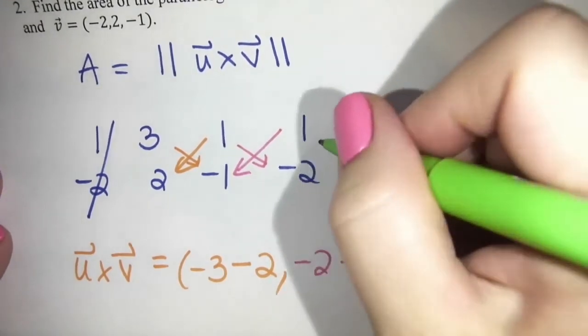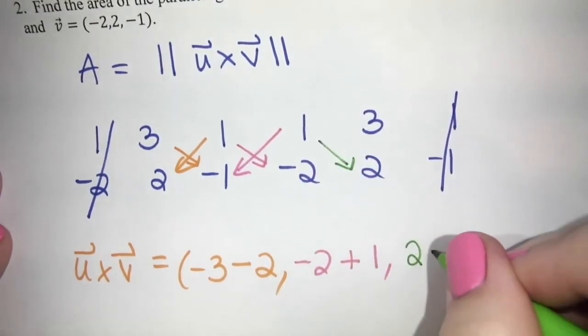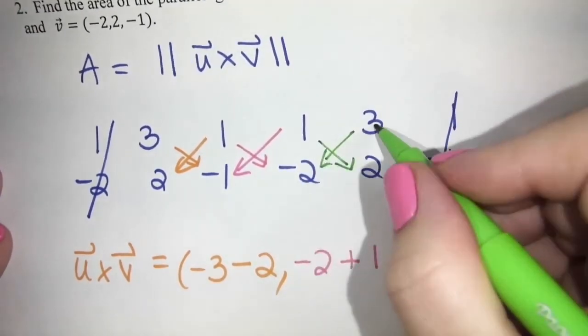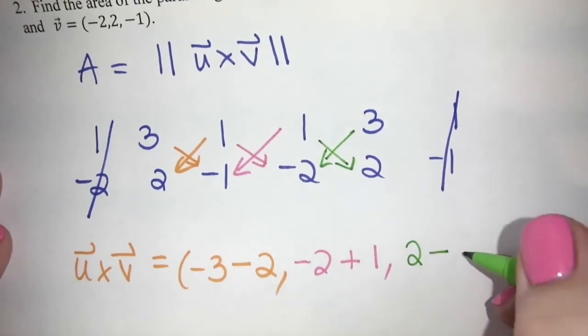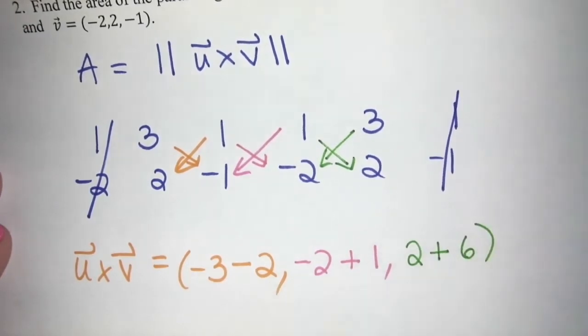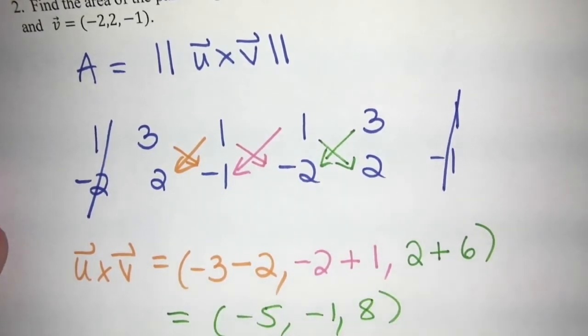And then our final component here, down and right, multiply, 1 times 2 is 2, minus, down and left, 3 times -2 is -6, 2 subtract -6 turns into 2 plus 6. And so our cross product is -5, -1, and 8.